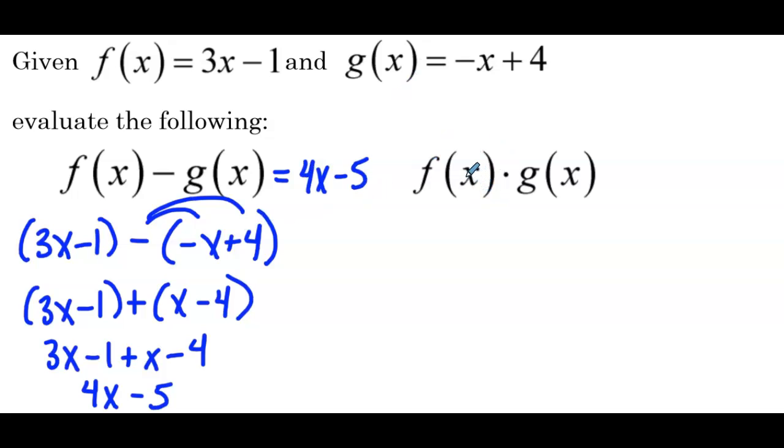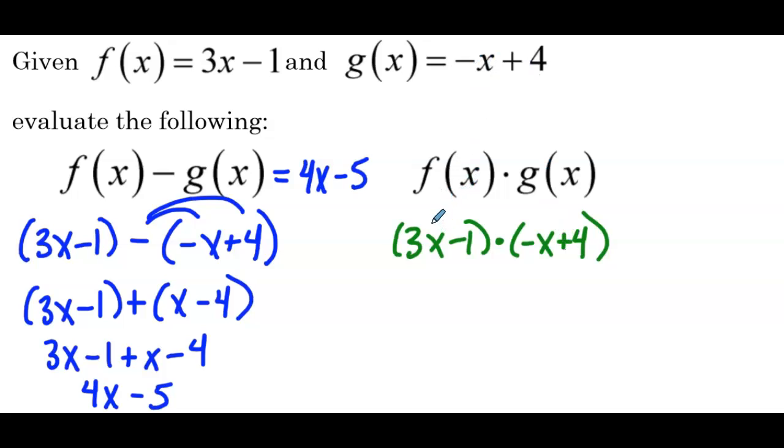Next, they're asking us to find f of x times g of x. So what is the product of our two functions in terms of x? So again, we're going to replace f of x with the function 3x minus 1. We're going to replace g of x with negative x plus 4. And now we're multiplying two binomials together. So we're going to distribute.